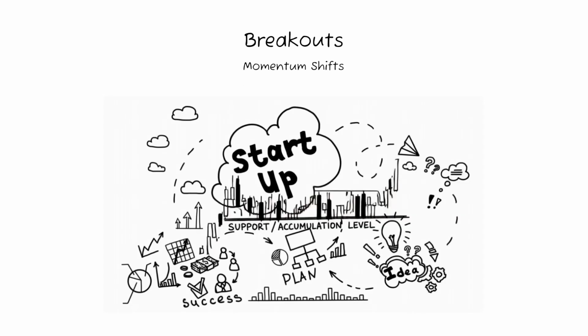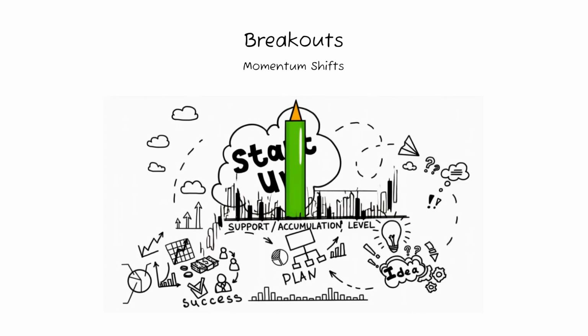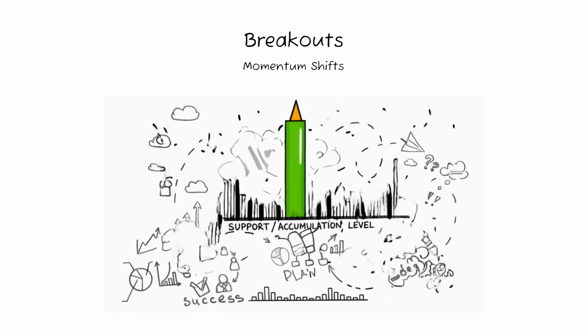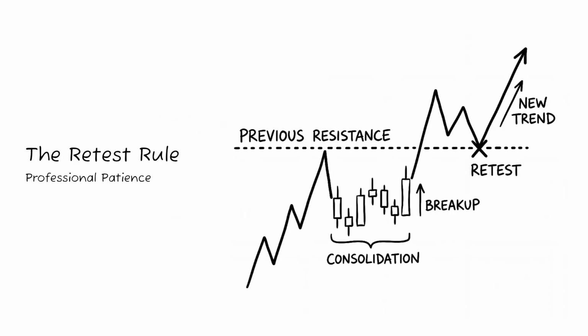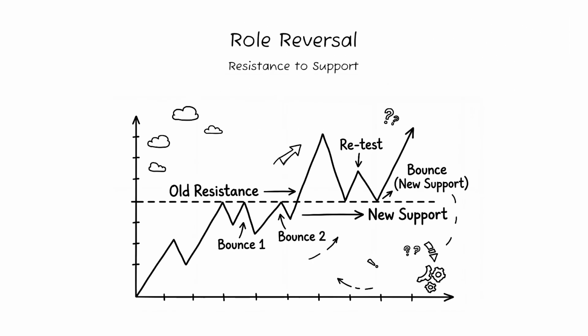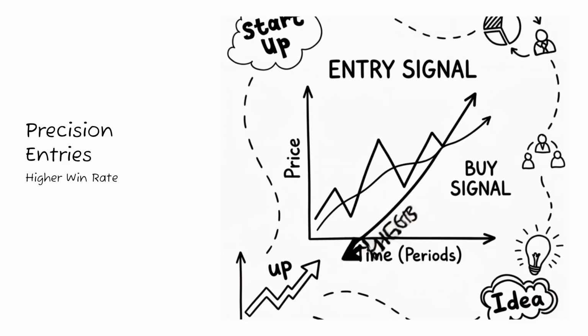Now let us talk about breakout and retest. A breakout happens when price moves strongly above resistance or below support. But the smart traders do not always jump in immediately. They often wait for price to come back and retest that broken level. For example, if resistance breaks and price comes back to test it from above, that old resistance can become new support. That retest is often where the better entry is.